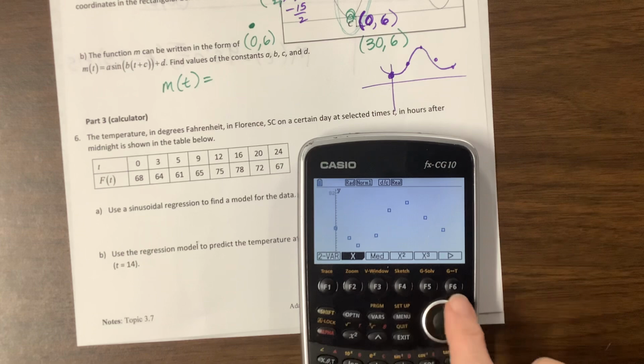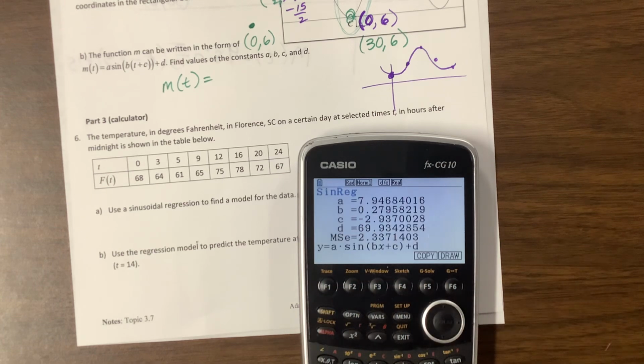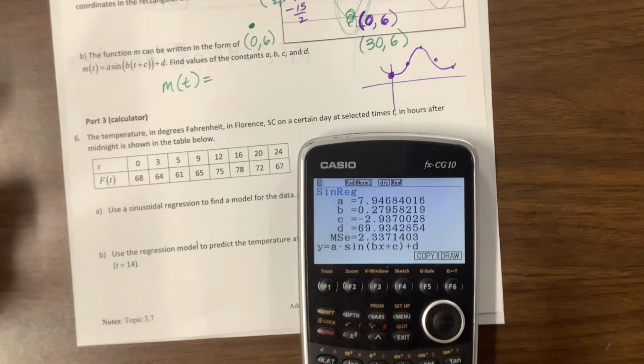So I can calculate a regression. The one that I want to go over is sine right here. The way the CASIO does it, you only can do a sine regression, not a cosine regression. Now you could take this information and tweak it.